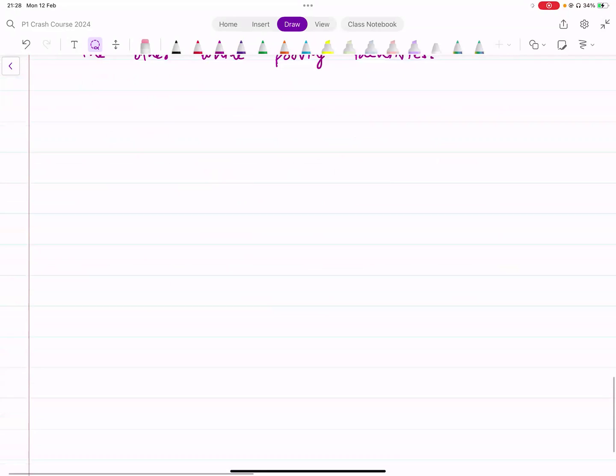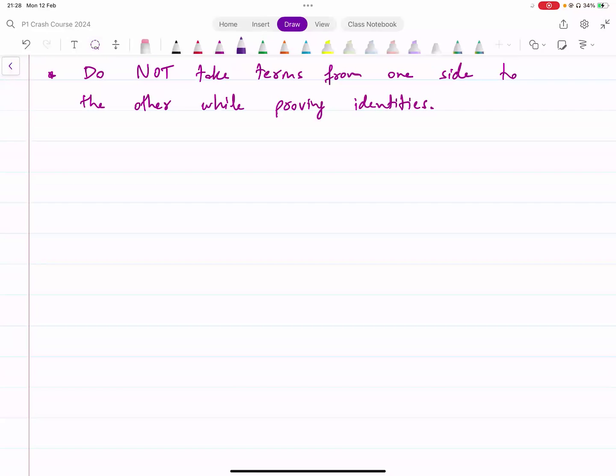Okay, now some tips that you might find helpful when you are proving identities. We'll have a look at a couple of more examples after this. Hopefully, do we have time? Yeah. We can look at a few at least.